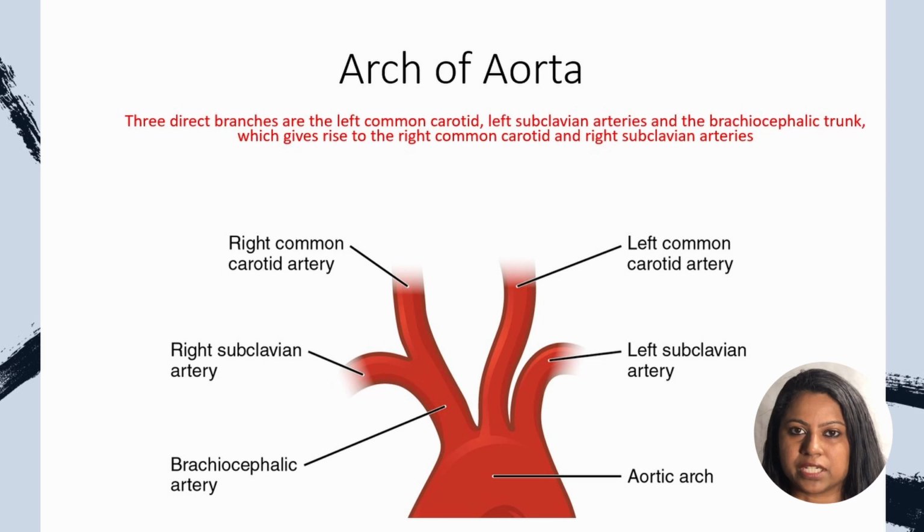The arch of aorta gives rise to many critical branches. It gives rise to three direct branches, which are the left subclavian artery, the left common carotid artery, and the brachiocephalic trunk, which is also known as the innominate artery. The brachiocephalic trunk further divides into the right subclavian and the right common carotid artery.